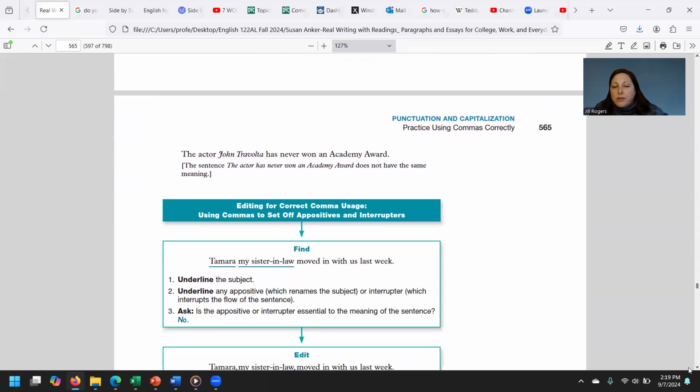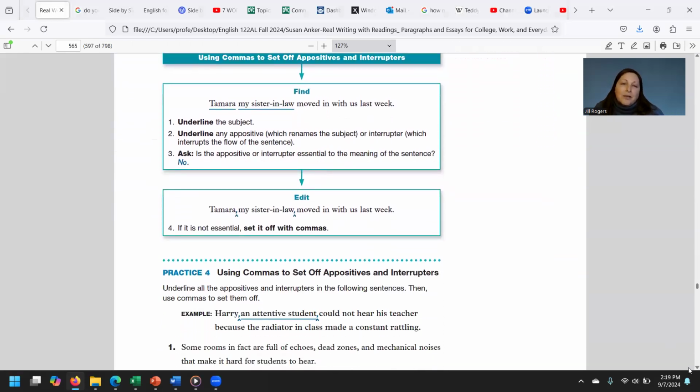Okay, so here's how we're going to edit it. You underline the subject, underline any appositive, which renames the subject, or any interrupter, which interrupts the flow of the sentence. And ask yourself, is this essential to the meaning? The best way to do that is just take it out. Take it out and see if the sentence makes sense. Tamara moved in last week with us. Oh, we understand it without that, so it's not essential. So we need to set it off with commas.